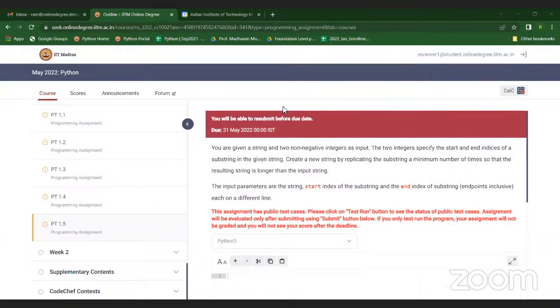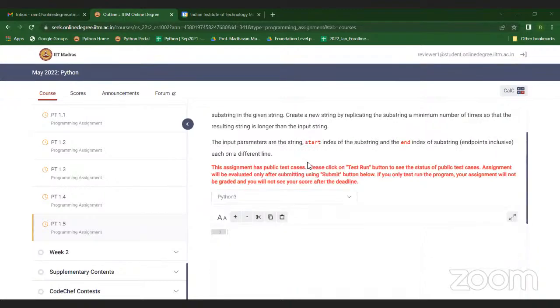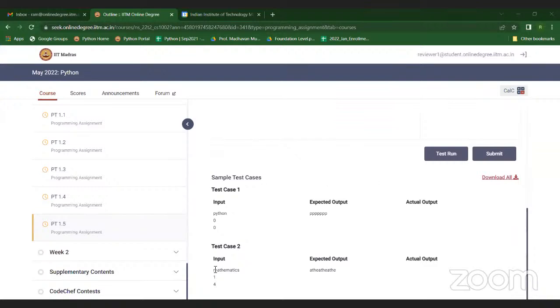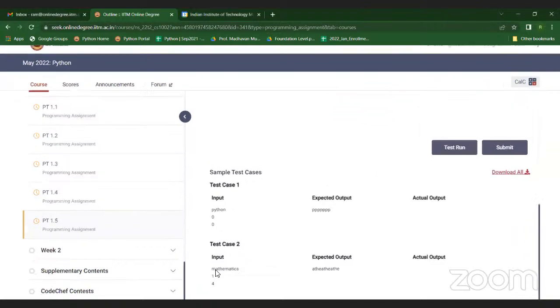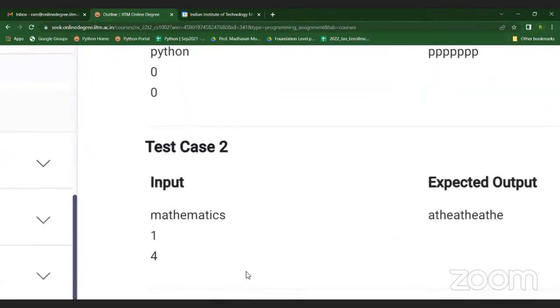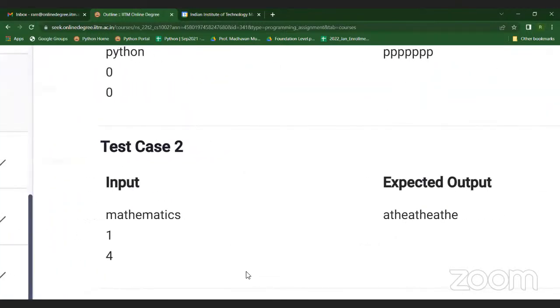Excuse me, sir. In the example which you showed, it is mathematics. It is leaving the first letter and then copying 4 letters, right? Like that, something it was doing. Which example are you talking about? This example, test case 2. Mathematics? Yes. Scroll down. Okay. So 1 and 4. What does this 1 and 4 mean, sir?